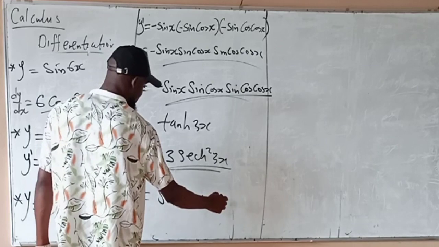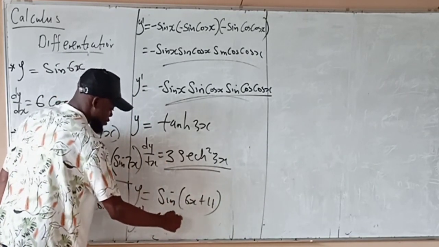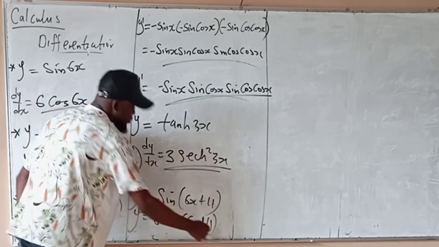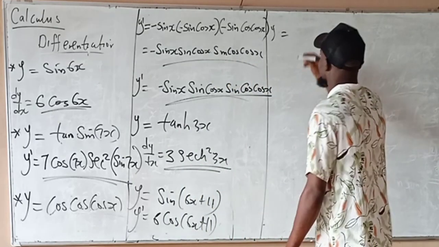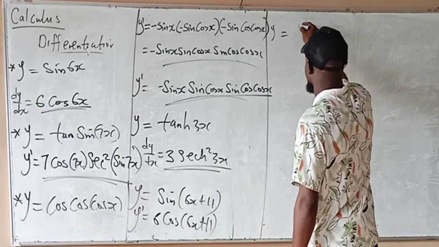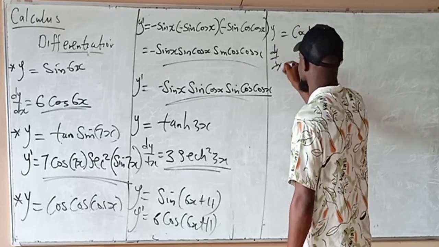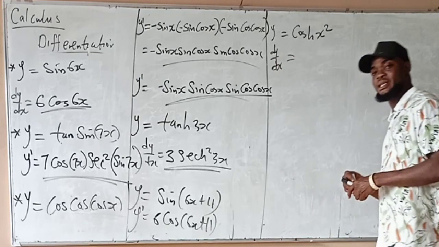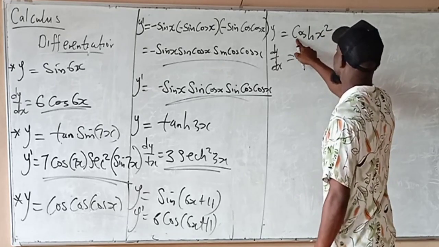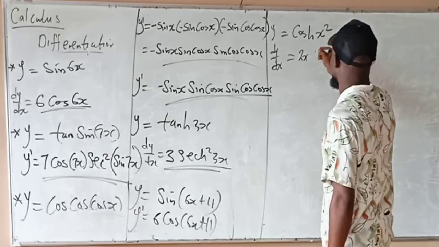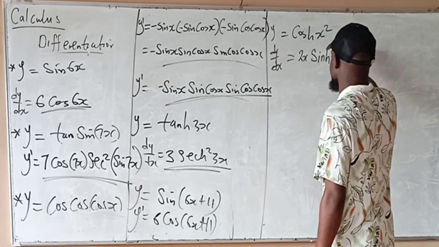If y equals sine of 6x plus 11, what will be y prime? Differentiate 6x plus 11, we're going to have 6. Differentiate sine, we're going to have cos of 6x plus 11. If y equals cos of x squared, what will be dy/dx? Differentiate x squared, we will have 2x. Differentiate cos, we will have minus sine, and you repeat the x squared back.